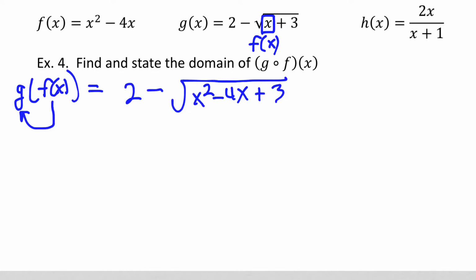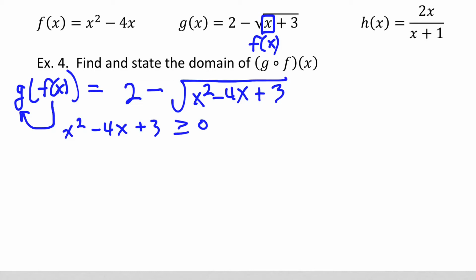So in order to have real number answers, we have to have the part under the radical, which is x squared minus 4x plus 3, greater than, which means positive, or equal to 0. You can have a 0 under the square root, but you can't have a negative number. So we have to find the x values that cause this to happen, and all the other ones will not be part of the domain.